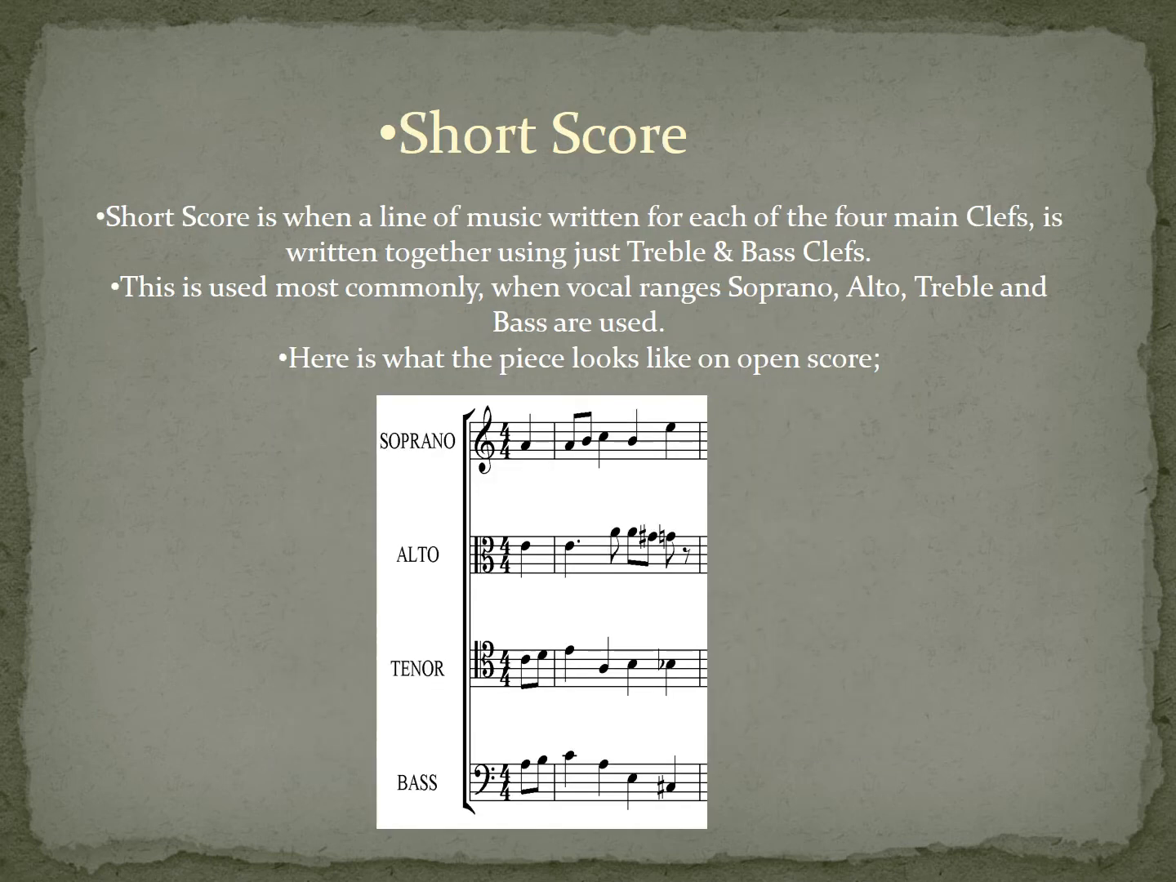Now, as you can see from the previous slide, open score is when you have each of the lines written out separately, something similar to what it is on this page. But a short score is when a line of music written for each of the four main clefs is written together, but just using treble and bass clefs. This is used most commonly when vocal ranges such as soprano, alto, tenor and bass are used. And here's a piece that looks in open score.